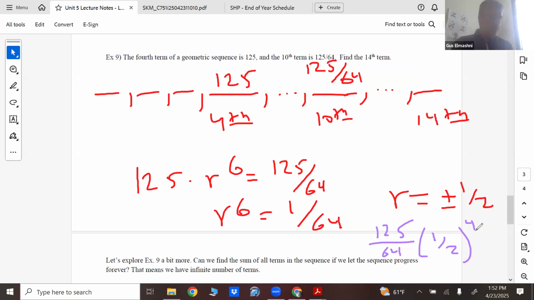Correct. And that should be what's that? 64 times 16, 1024. So it's 125 out of 1024. Does that make sense? We're okay with that? All right.